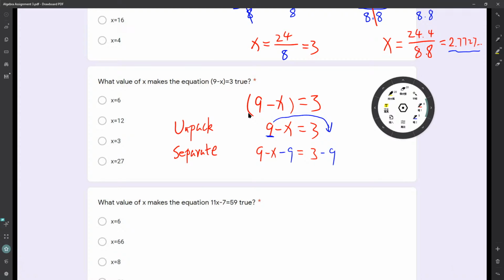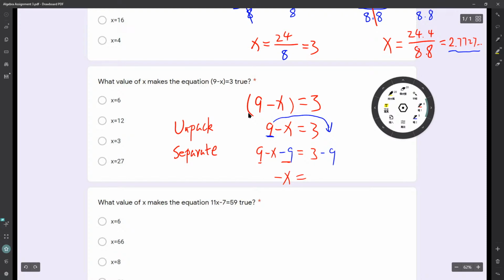And why do we subtract 9? As I said, it's the opposite of 9. So you can see here, there's a positive 9 and a negative 9. The two will cancel. 9 subtract 9 is going to be 0. Therefore, we only have a negative x here.